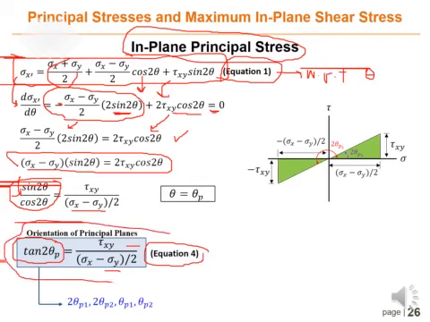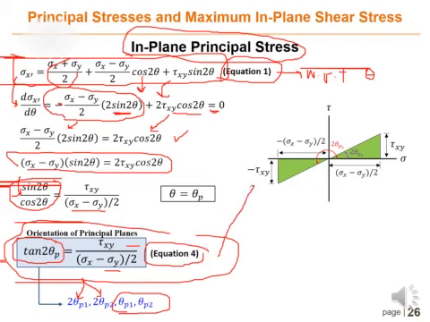From this equation you will get two roots, which are 2 theta p1 and also 2 theta p2. If you divide by 2, you will get theta p1 and theta p2. This equation can be illustrated by this figure. So for tangent 2 theta p, this is the angle 2 theta p, and we name it 2 theta p1 because we have two roots, right? We are going to have theta p1 and theta p2.